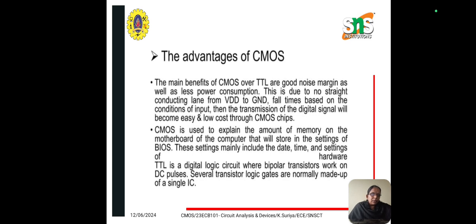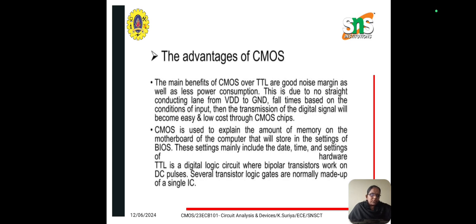There are several benefits of CMOS over TTL, such as good noise margin as well as less power consumption. This is due to no straight conducting path from VDD to ground. Rise and fall times depend on the conditions of input, then the transmission of the digital signal will become easy and low cost through CMOS chips. CMOS is also used to describe the amount of memory on the motherboard of the computer that will store the settings of BIOS.